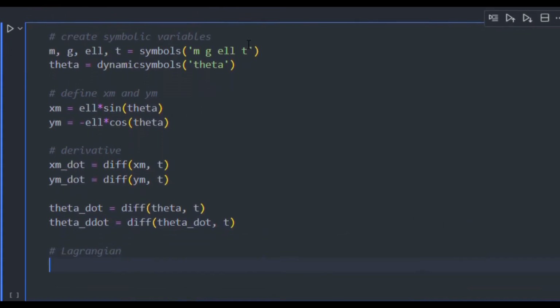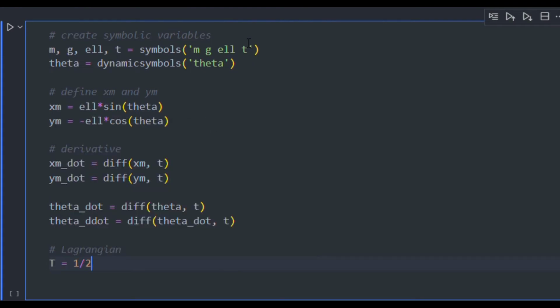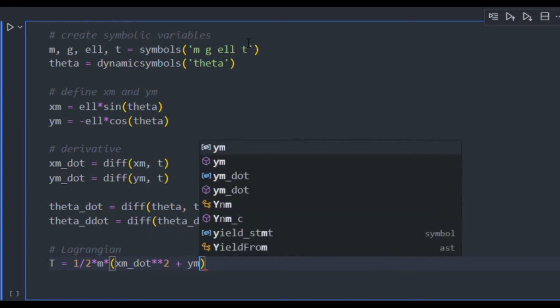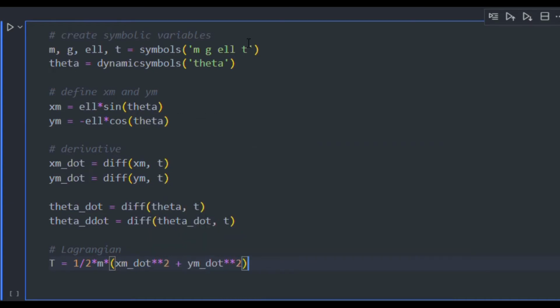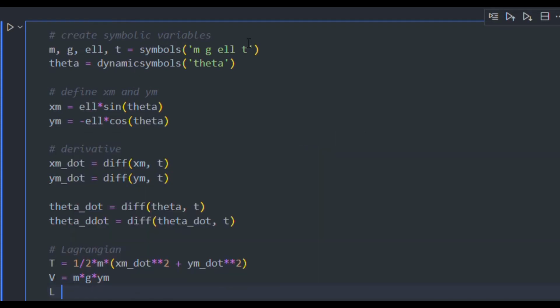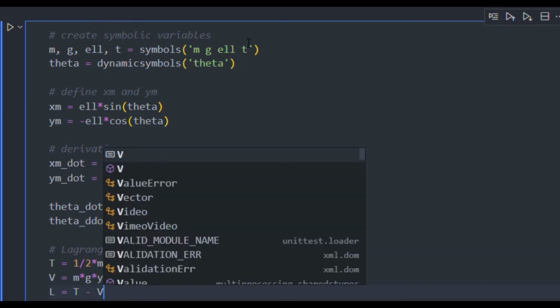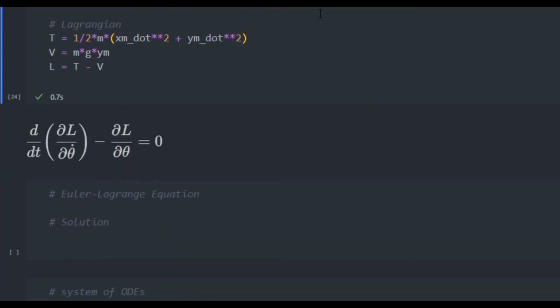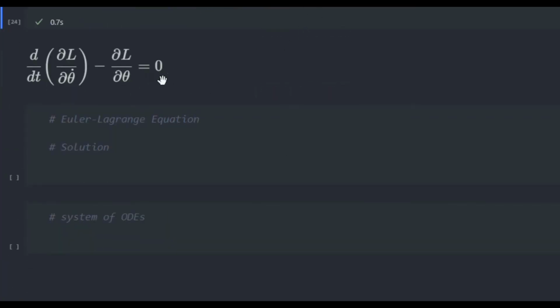All right, so let's do the kinetic energy now. This is going to be 1/2 mv squared, so xm dot squared plus ym dot squared. Our potential energy is going to be mgh, so mg ym. Then our Lagrangian, of course, is going to be T minus V. Okay, so let's go ahead and run that. Perfect. So our Euler-Lagrange equation is listed right here.